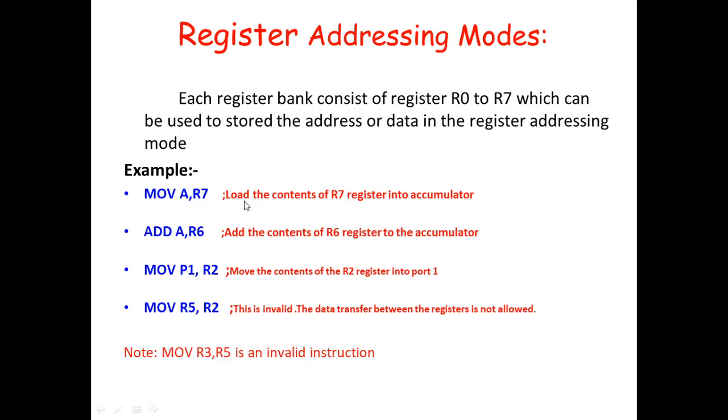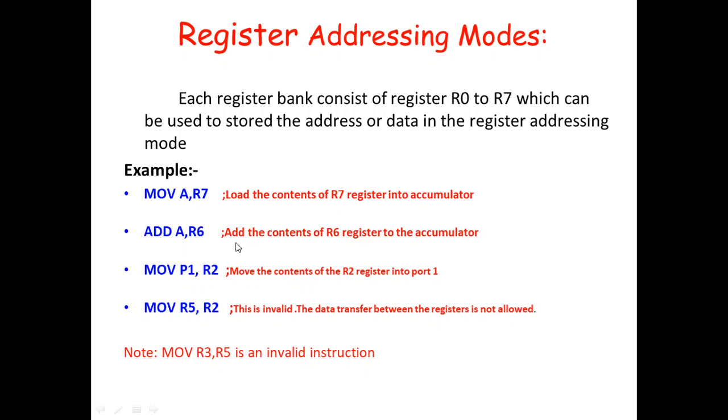My first problem statement is load the content of R7 into the accumulator. Means I want to pass the data from R7 into the accumulator. The source is R7 and the destination is the accumulator, and that's why I am writing the instruction MOV A, R7. R7 is the source and A is the accumulator. Data is moving from R7 into the accumulator. Agree?